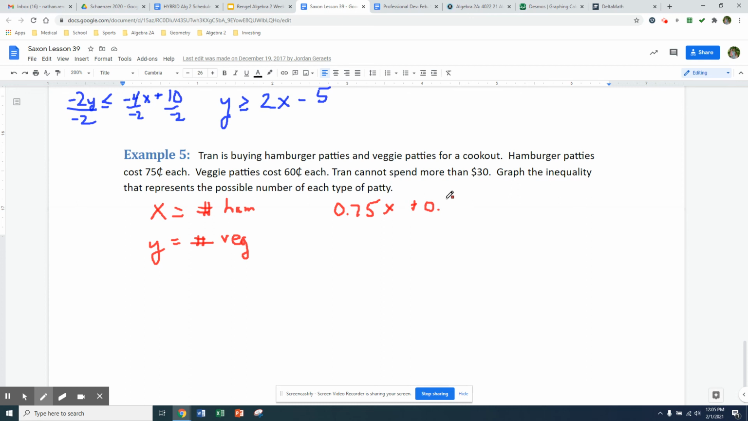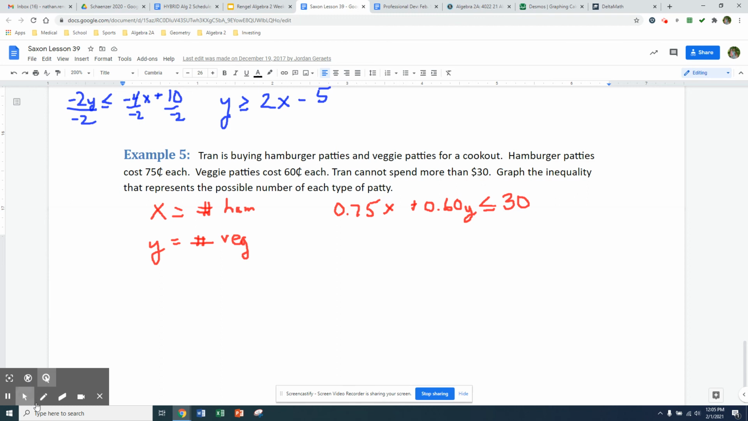0.60 times the number of veggie patties. That has to be no more than 30. So no more than 30 means that it could equal 30, but it cannot be any more than 30. So there we'd have our 0.75x plus 0.60y has to be less than or equal to 30.